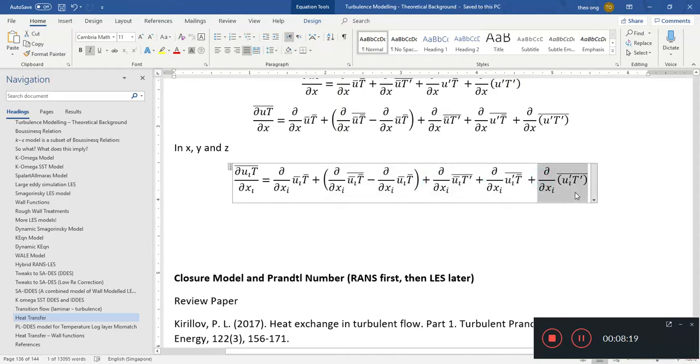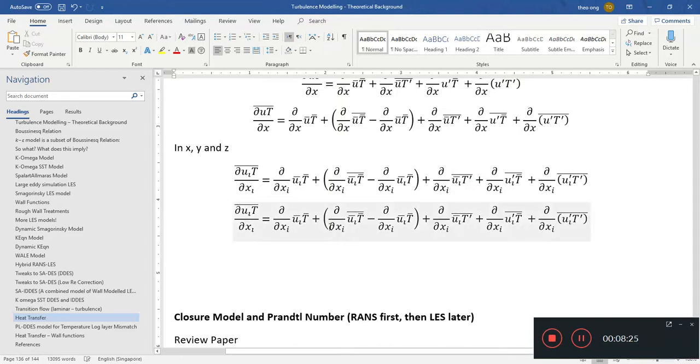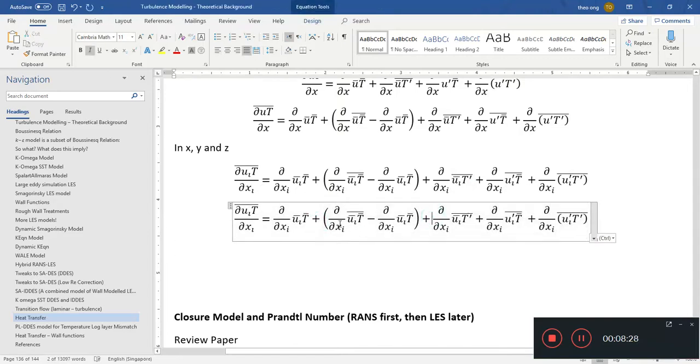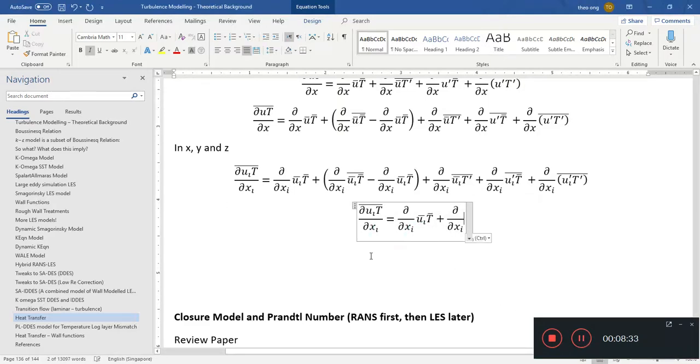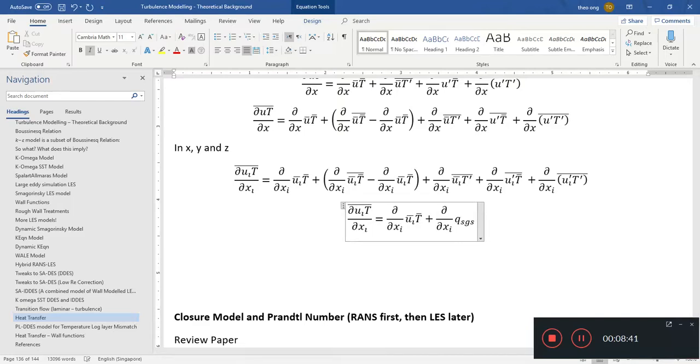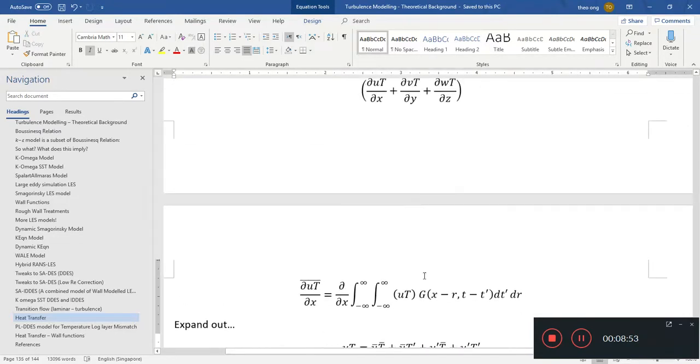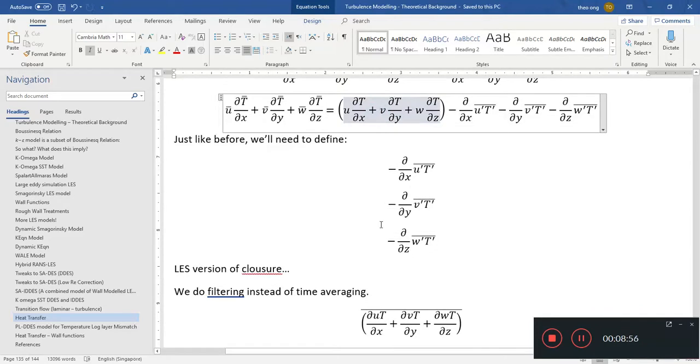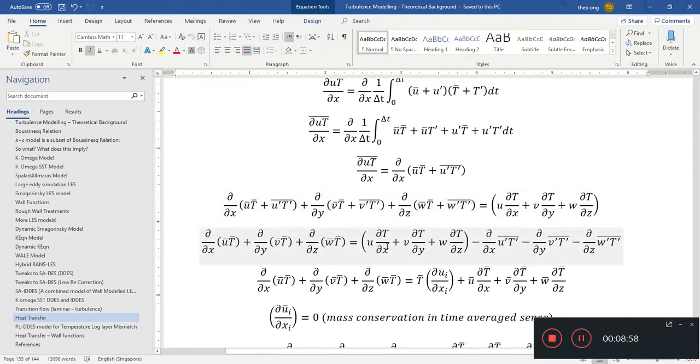Okay, what we do for closure is that we model this as this, like so. Some sort of subgrid heat flux. So this is sort of like a subgrid heat flux kind of thing. This is what we need. This is the closure problem we need to do. And substituting this back, we can take a look at our original equation.